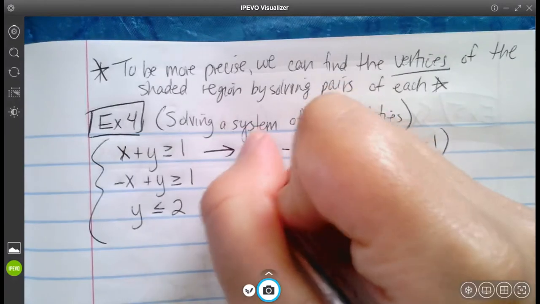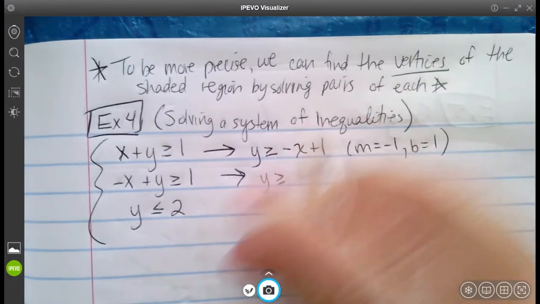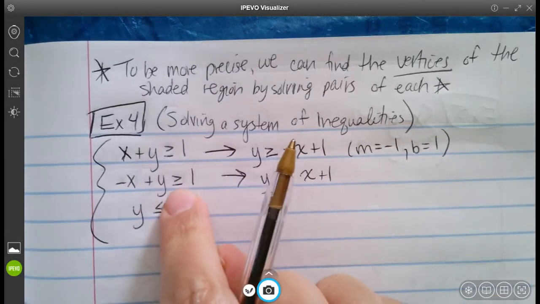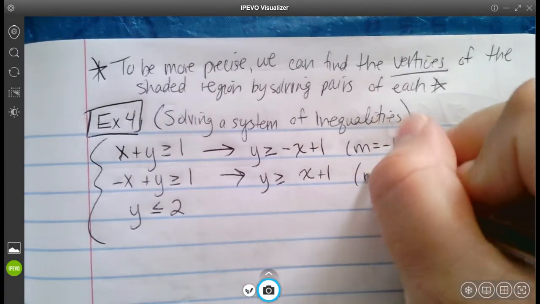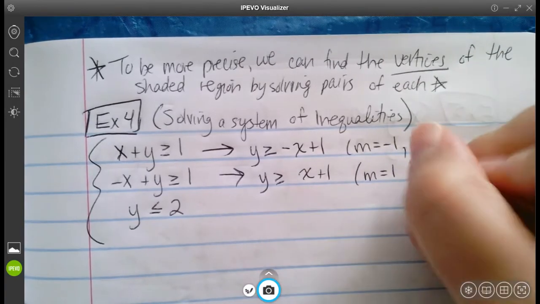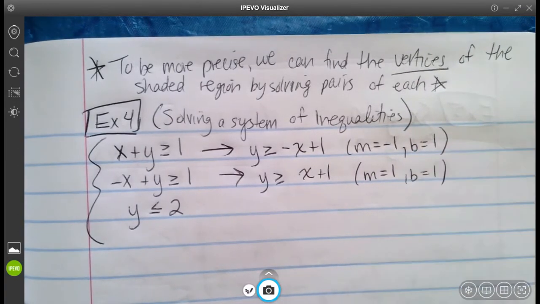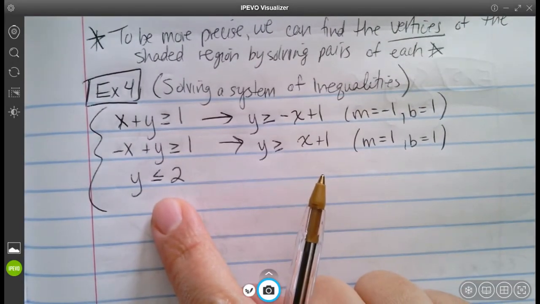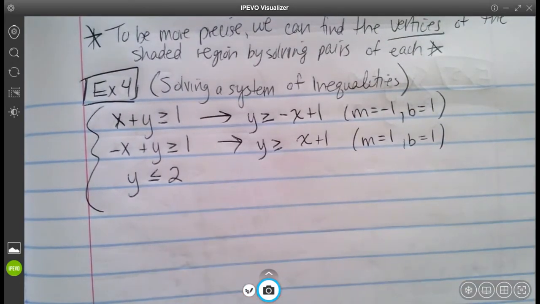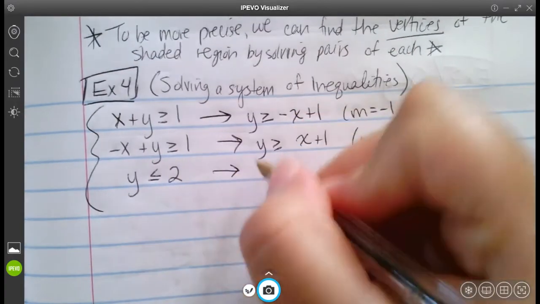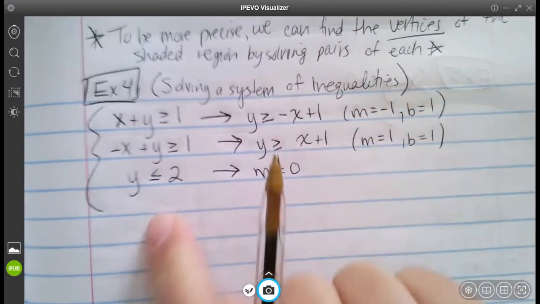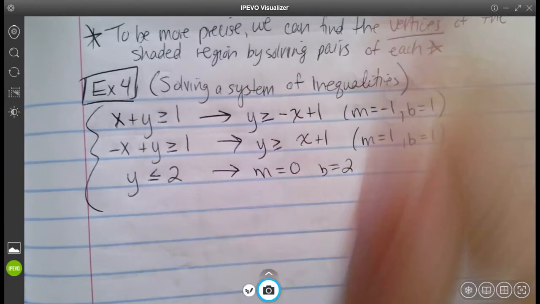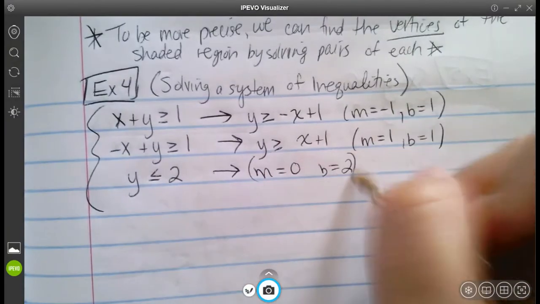Okay, this one I can rewrite as positive x plus 1, because again, this guy comes over and becomes positive. So now I have m is equal to 1 and b is also equal to 1. And the last one is like the letter B we saw in example 3, so we don't really have to do anything to that one. If you wanted to, though, you could say that the slope is 0 and the y-intercept is 2, because it's just 2. We can put that in parentheses if you want.